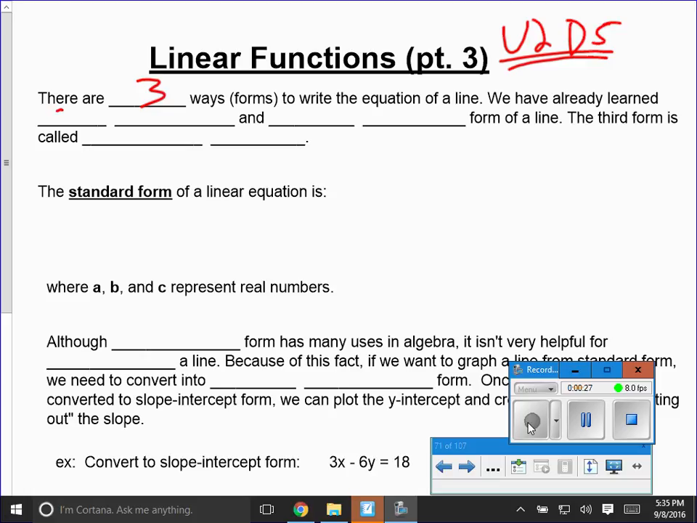So we've already covered slope-intercept and point slope. And this is going to be standard form we're going to do today. So the standard form equation looks a little bit different than the other two. We're going to have x and y on the same side: Ax plus By equals C.